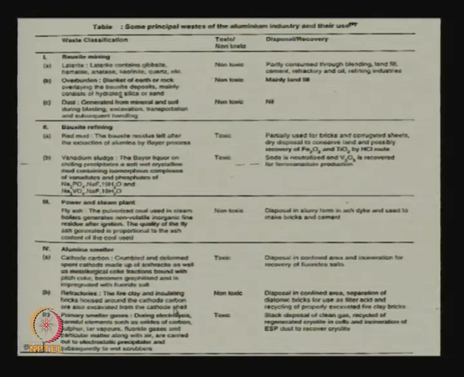Refractories also are non-toxic, they dispose in confined area, and then we have primary smelter gases which are toxic. We can only think of stack disposal of clean gas, recycled or regenerated cryolite in cells, and incineration of ESP dust to recover cryolite. So, the gases that are coming out, we might try to recover cryolite from that. So, there are all kinds of things coming out of the aluminum industry. Solutions have been found partly, sometimes wholly for certain things, but there is a lot that remains to be done.